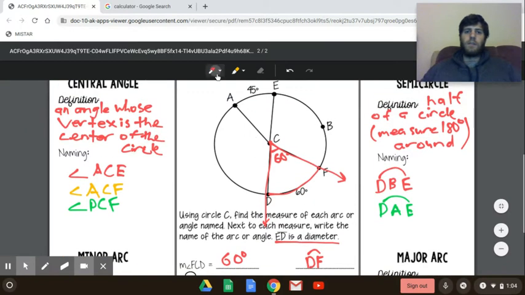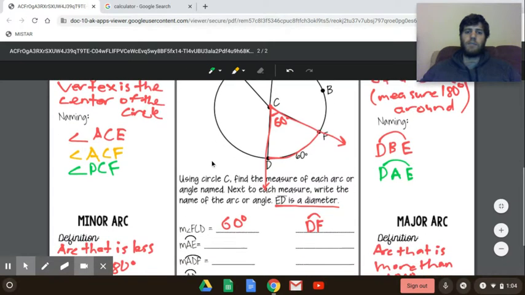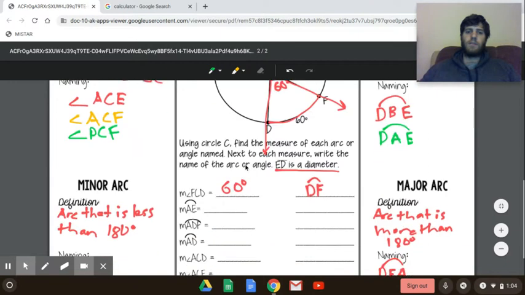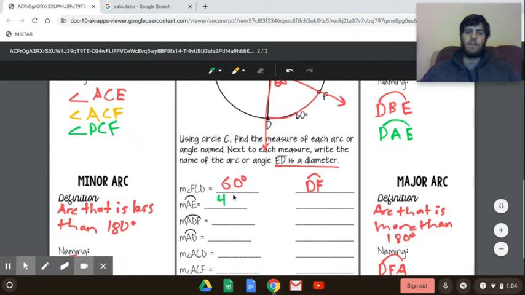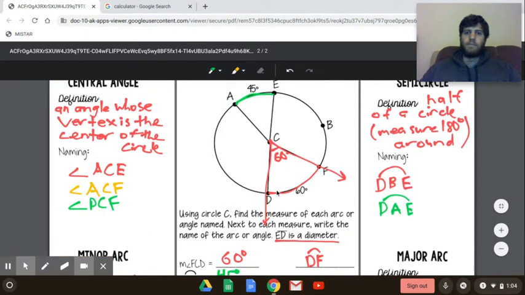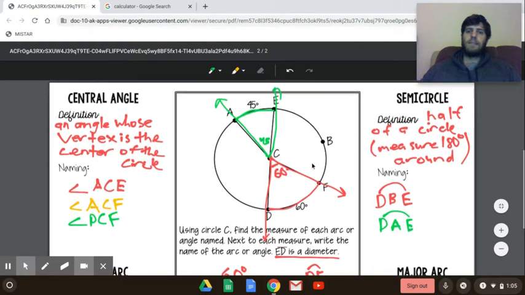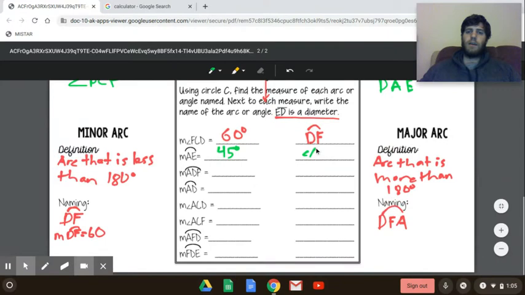Okay. We can do the same up here with AE. So the measure of arc AE, it tells us, is 45. So the measure of arc AE is 45 degrees. And we also therefore know the central angle is going to be this angle here, and it's also going to be 45 degrees. So the associated central angle with arc AE is angle ACE.